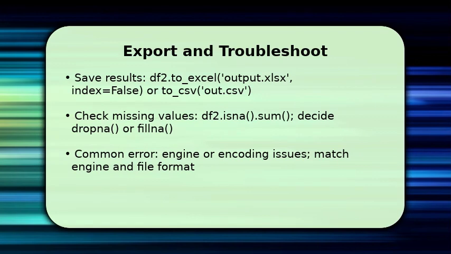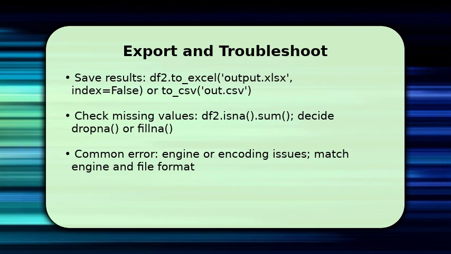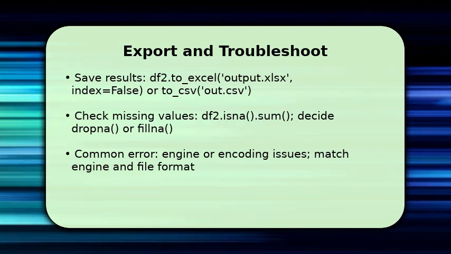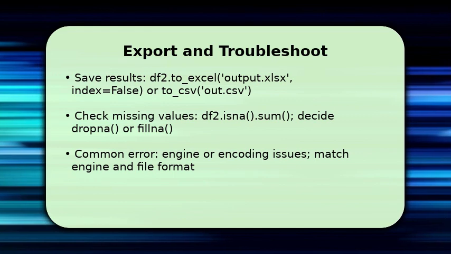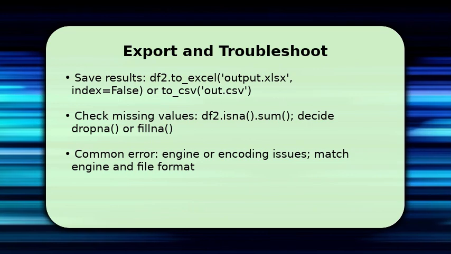To finish, write the cleaned extract to disk and validate the output. Use df.to_excel with index=False, or to_csv for text export. Once written, reopen the file to confirm formatting. If you see missing values, run isna().sum() and then dropna or fillna thoughtfully because silent gaps distort summaries. A key troubleshooting tip: if you hit engine or encoding errors, make sure your chosen engine matches the file type and specify encoding explicitly. That solves most read/write failures.